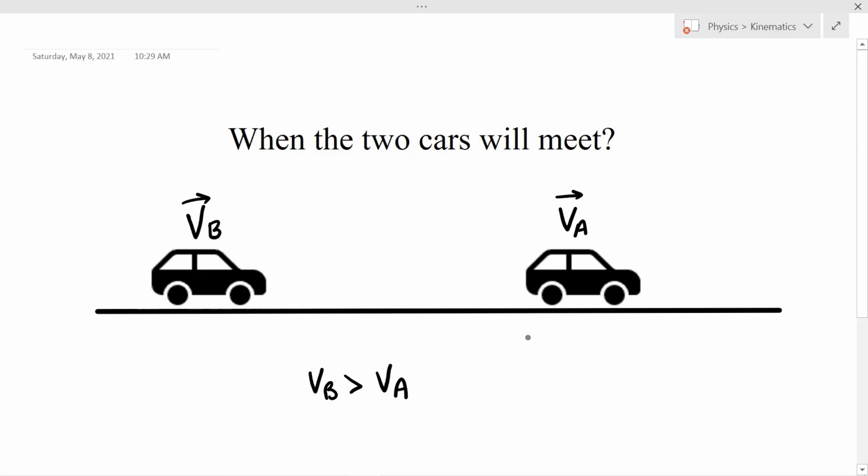So in this session we will talk about meeting point problems. So what are meeting point problems? Suppose there are two objects, they meet at certain distance from some reference point and at certain time. So we have to know what is that distance and what is that time at which they meet.